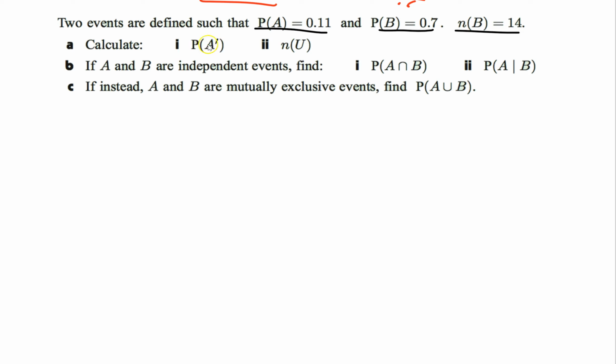So first I want you to find the probability of A naught, right? Remember that's just everything that's not in A. So that's just 1 minus that. So 1 minus 0.11, 0.89. So that's A naught, or not in A.